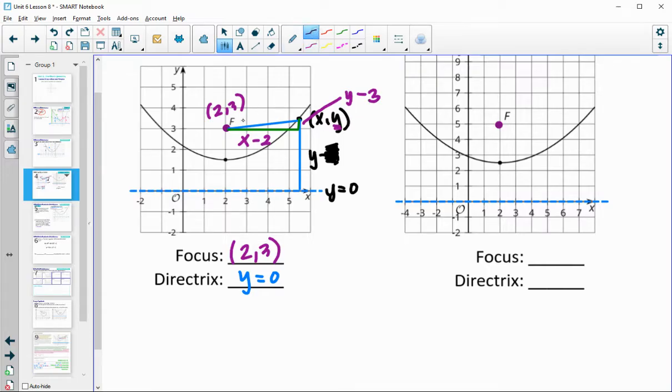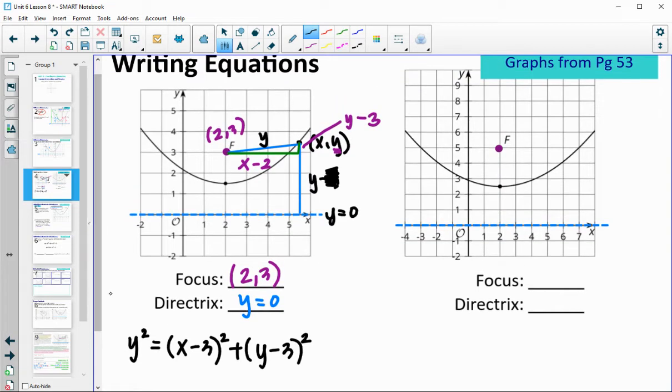And then we know that this blue segment is the same as this segment, so in this case, y units, because it'd be y minus the directrix of 0. Then you could do the Pythagorean theorem. So the hypotenuse, y squared, would equal the width squared plus the height squared, added together from the Pythagorean theorem.